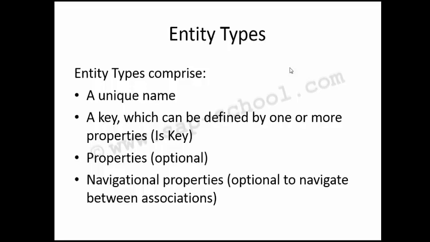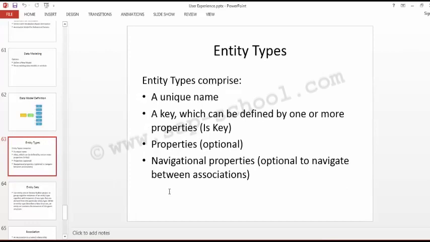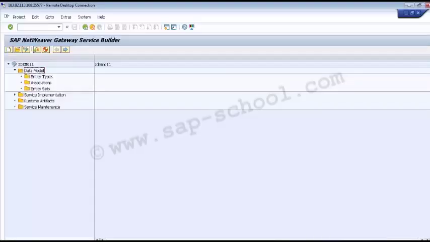Now let's see how we can create the entity types using the SEGW command, that is using the Service Builder. So we will log back in to our SAP system. We have already created this project and we have seen how to create the data model. So the next step is how we can create the entity type.